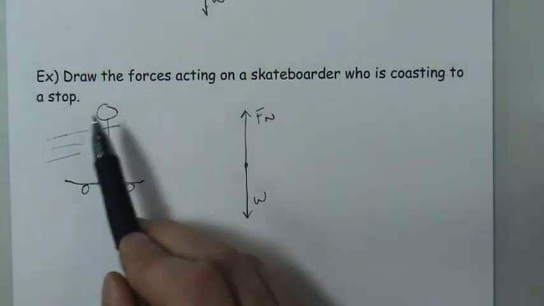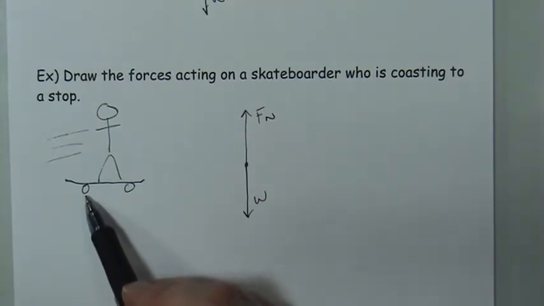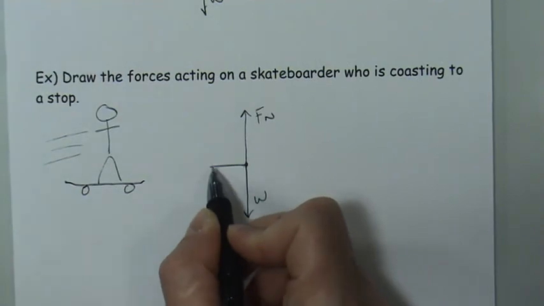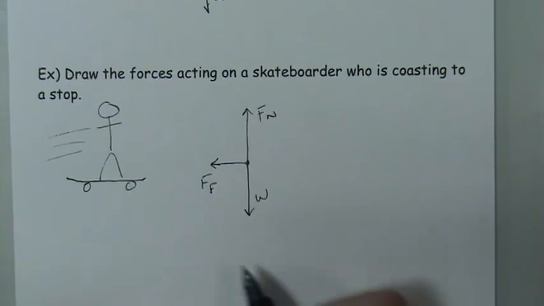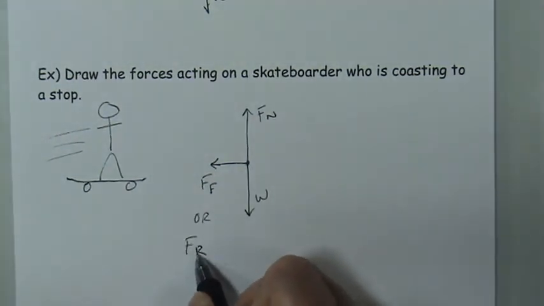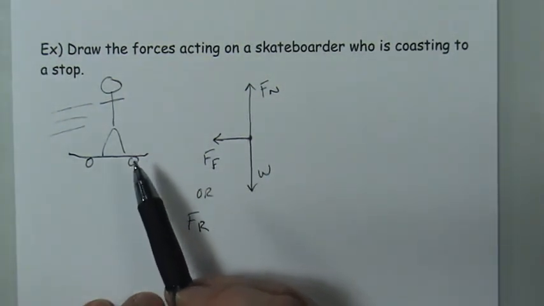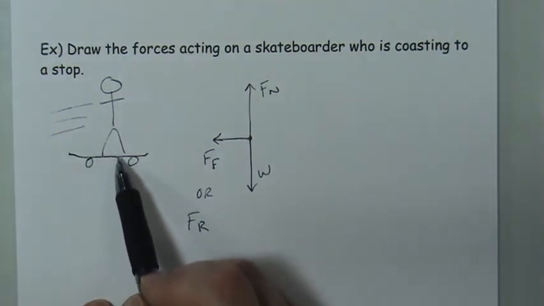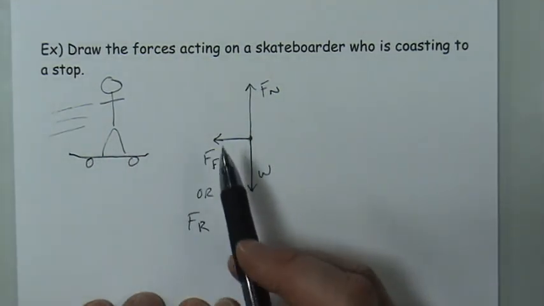But it says that the skateboarder is coasting to a stop. Now, if they don't put their foot down, there's no thrust, and there's certainly no engine on this particular skateboard. So there is nothing producing a thrust force, but there is a resistive force. And there's a whole bunch of ways that we could label that. I could call it F of F, or I could call it F of R. It's really a combination of two forces. There is friction acting on the person. There's friction in the wheels of the skateboard, and then of course there's friction between the surface of this person and the surface of the skateboard.